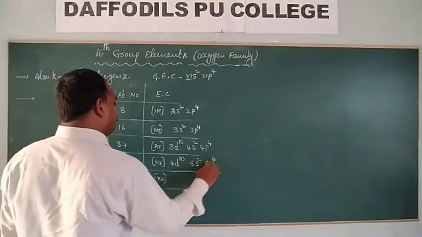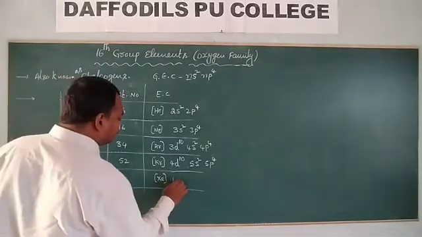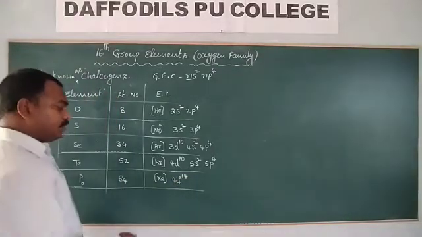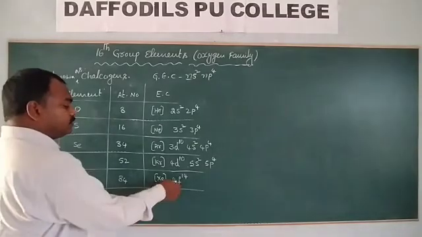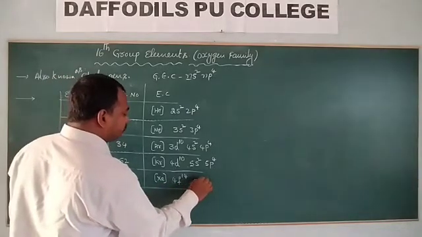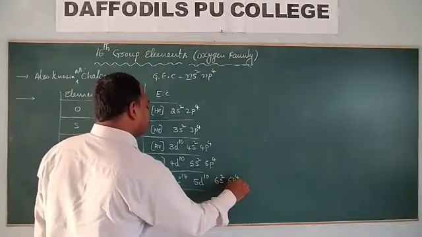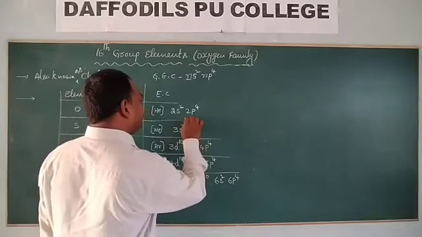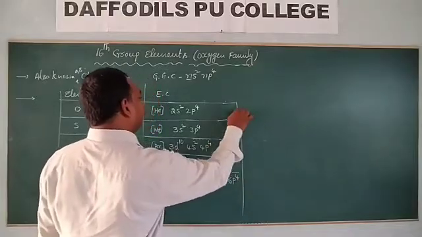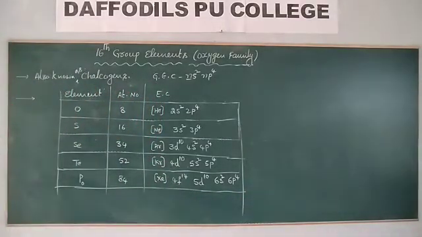5s2, 5p4. Sixth period: from the sixth period onwards, f block elements begin. For f block elements, the electron enters into the n minus 2 shell. n is 6, so n minus 2 means 6 minus 2, 4. 4f14, 5d10, 6s2, 6p4. These are the electronic configurations.